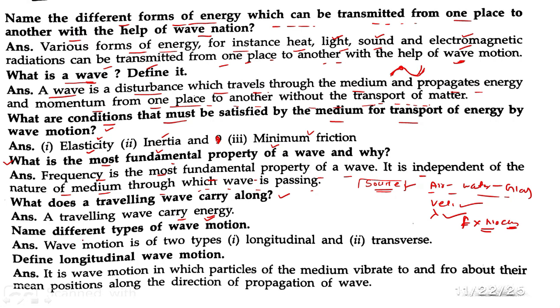Next, name different types of wave motion. Types of wave motion are longitudinal and transverse wave. Okay, next question, define longitudinal wave motion. Longitudinal wave motion means along the length.